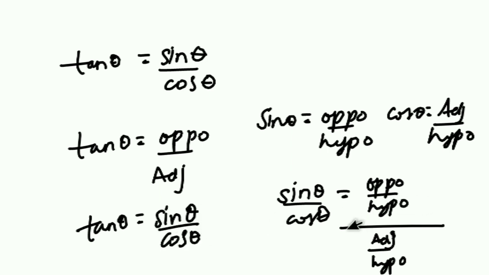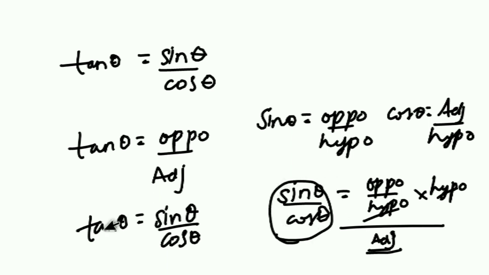Let me show you how. Since this hypotenuse is in the denominator, it will go up and come in the numerator like this. So we can now rough it. You know that this will get cancelled, and what you are left with is opposite side divided by adjacent side. So that is the tan theta formula, and this is also equal to sin theta divided by cos theta. So you can see that we can write tan theta as sin theta divided by cos theta.